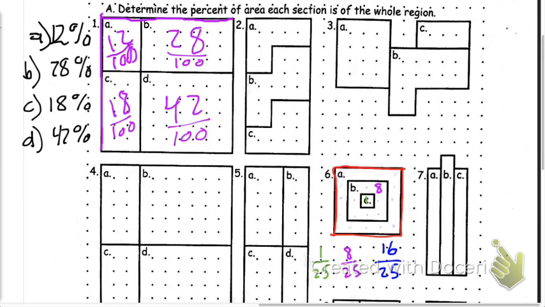So 1 out of 25 is the same as 4 out of 100, so that's 4%. 8 out of 25 is the same as 32 out of 100, so that would be 32%. And 16 out of 25 is the same as 64 out of 100, so that would be 64%.